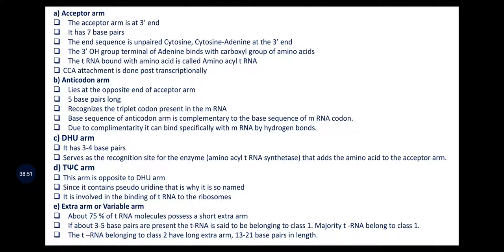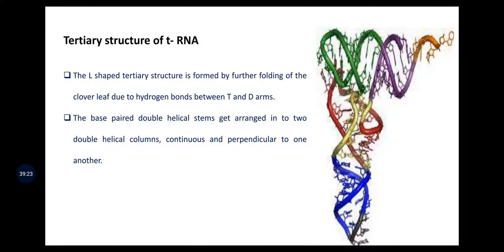Extra arm or variable arm. About 75% of the tRNA molecules possess a short extra arm. If about 3-5 base pairs are present, the tRNA is said to belong to class 1, the majority. Class 1 means it has about 3-5 base pairs. tRNA belonging to class 2 have a long extra arm, 13-21 base pairs in length.